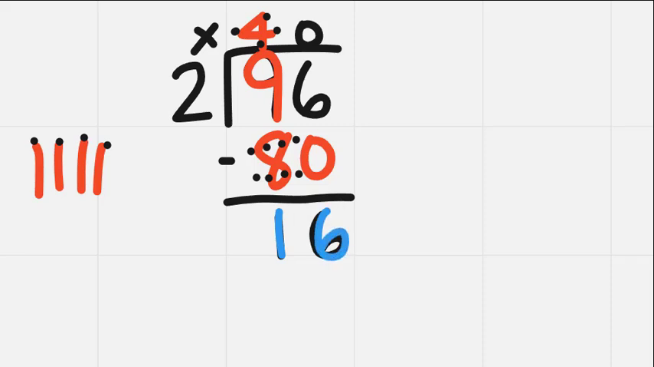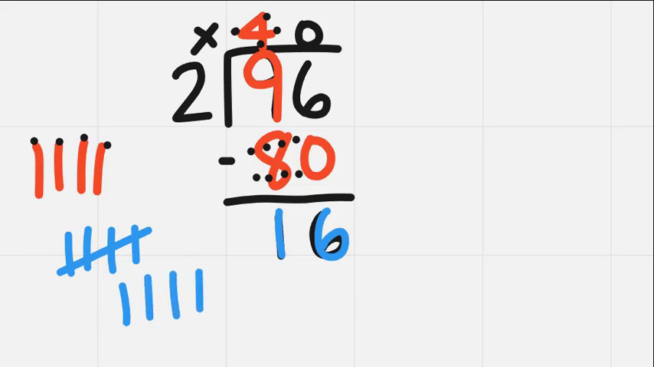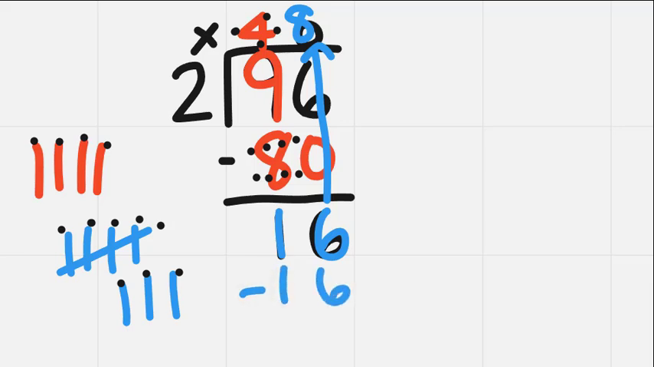16 divided by 2. We'll count by 2 until we get to 16. 2, 4, 6, 8, 10, 12, 14, 16, 18. Oops, that's too high. We stopped at 16. Let's count. 1, 2, 3, 4, 5, 6, 7, 8. So I know I'm going to bring it straight up. That 8 will go in that place value. 2 times 8 is 16. 16 minus 16 is 0.